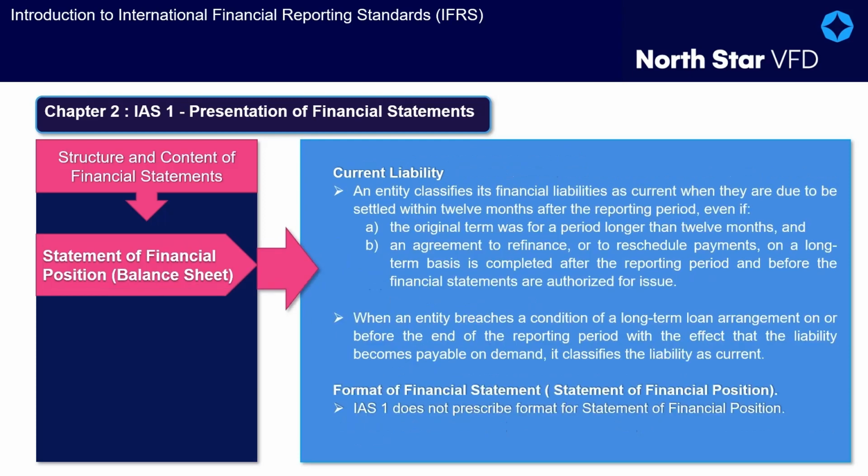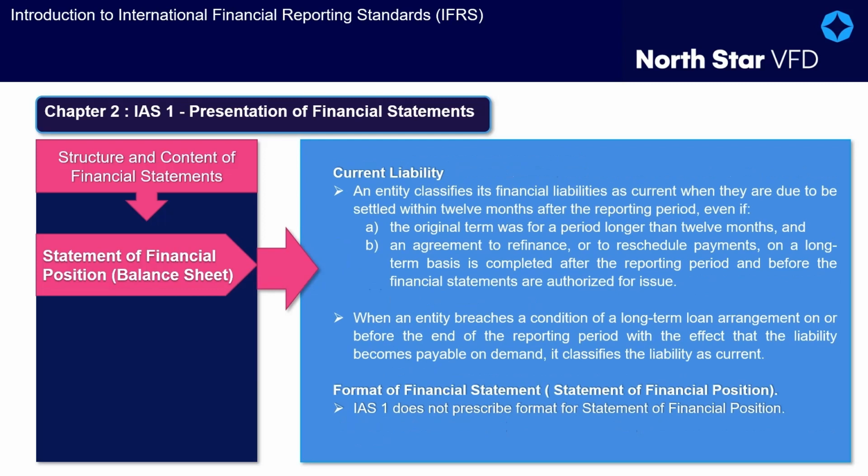An entity classifies its financial liabilities as current when they are due to be settled within 12 months after the reporting period, even if: 1. The original term was for a period longer than 12 months, and 2. An agreement to refinance or to reschedule payments on a long-term basis is completed after the reporting period and before the financial statements are authorized for issue.